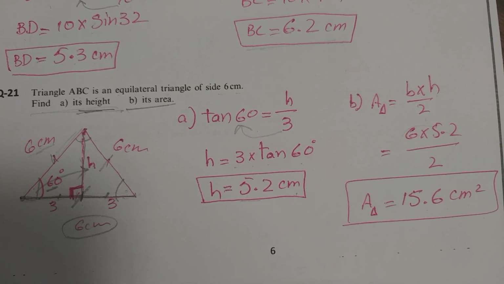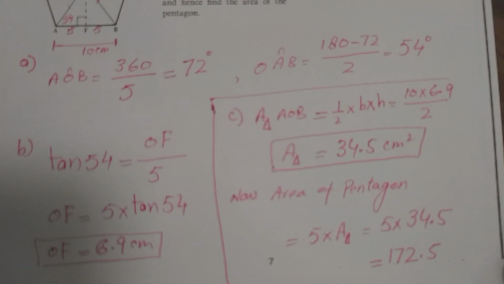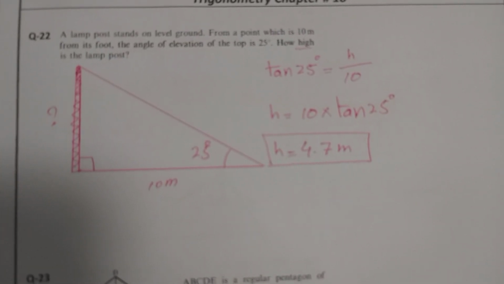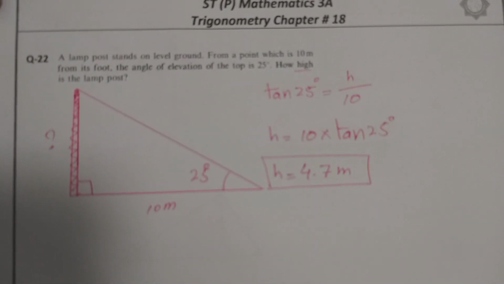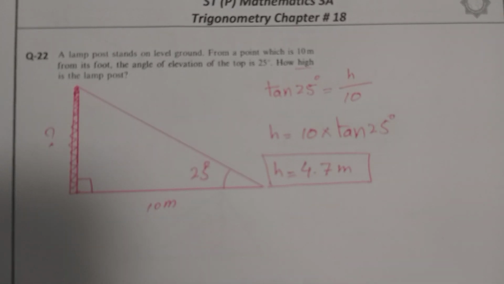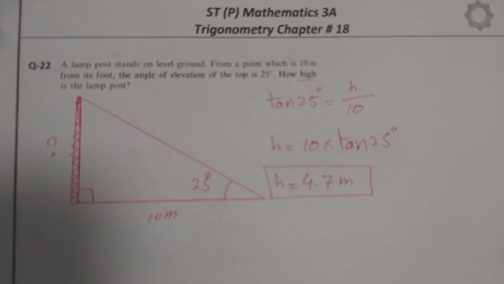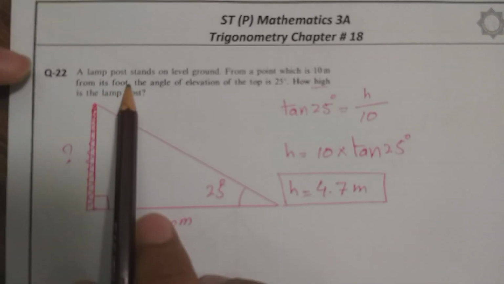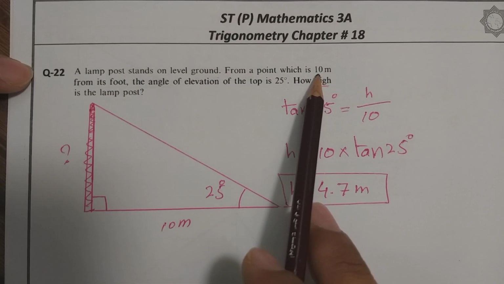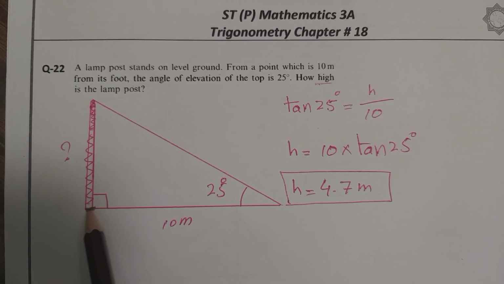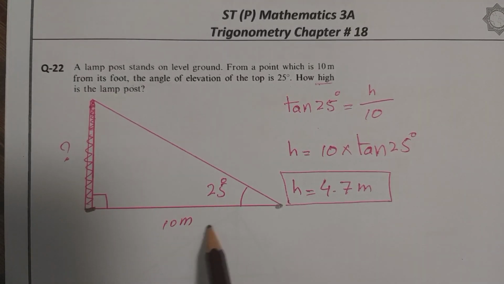Okay, the last page of the worksheet, which is page number 7, we are given question number 22 and 23. Only two questions on this page. So this question is from the STP Mathematics Trigonometry, chapter number 18. Again, we are given a lamppost standing on level ground, and a point which is 10 meter from its foot. So it means this is the lamppost point, and there is another point which is 10 meter away from it.